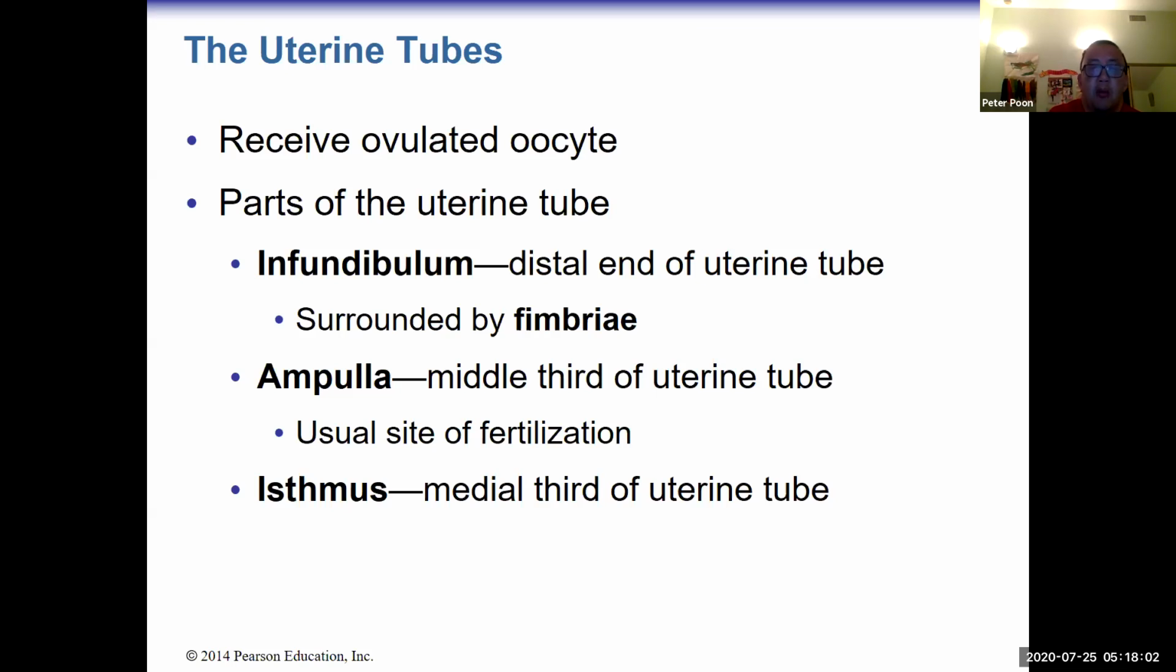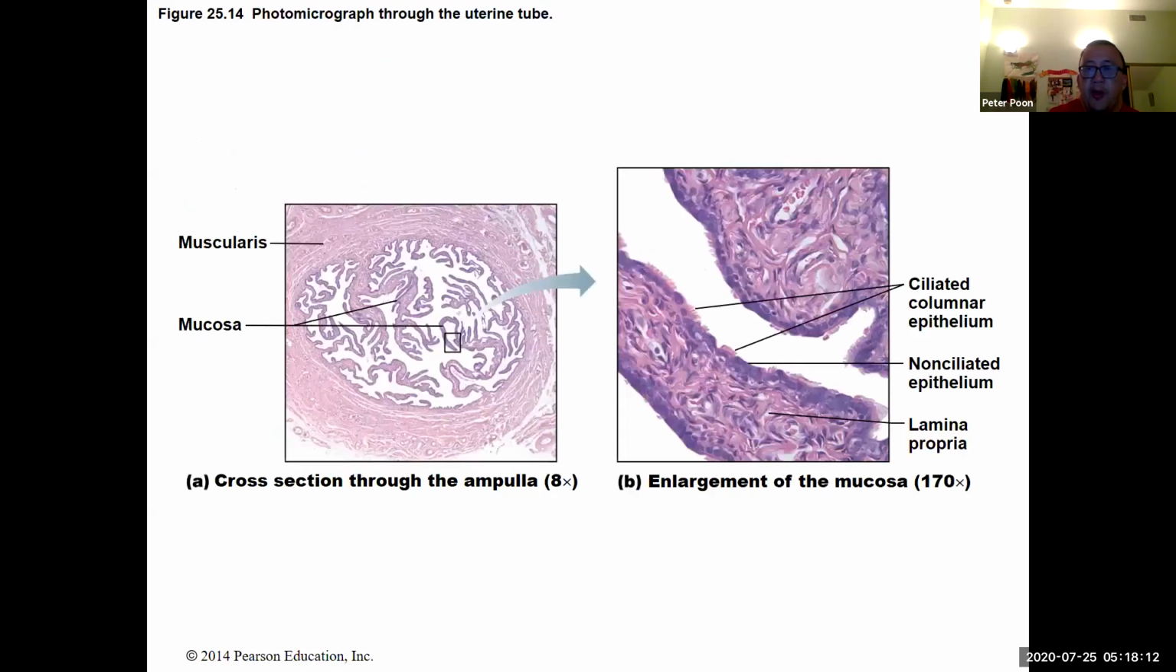The middle part is called the ampulla. That's actually where the sperm usually meets the egg. And the last part is called the isthmus, where it's thinner than the rest.